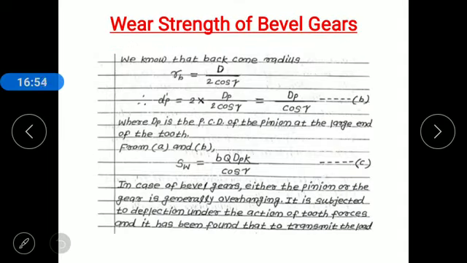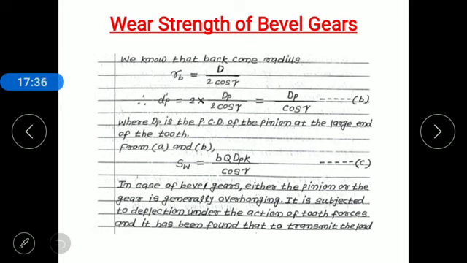Now another relation known to you, back cone radius is equal to D divided by 2 cos γ, and D'_p is equal to 2 into D_p divided by 2 cos γ. In this relation 2 gets cancelled, and the pitch circle diameter of the formative pinion is capital D_p divided by cos γ. This is the pitch circle diameter of a formative gear, and D_p is the diameter of a bevel pinion, where D'_p is the pitch circle diameter of pinion at the large end of the tooth.